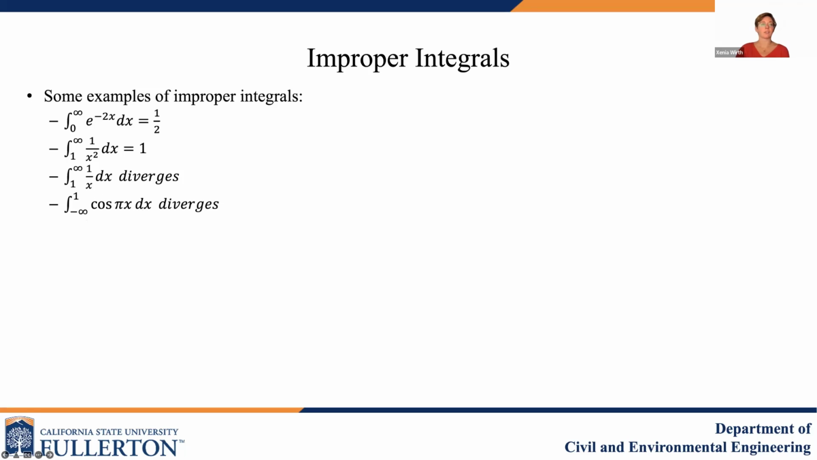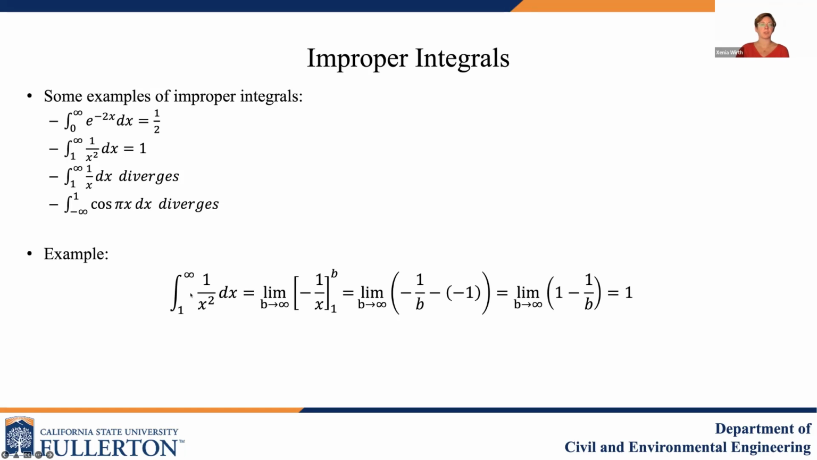And a lot of times our trigonometric functions, when we take the integral, tend to diverge as well as we approach infinity. So let's do a little proof here to demonstrate. We have the integral from 1 to infinity of 1 over x squared dx. So I'm going to put a placeholder in here.